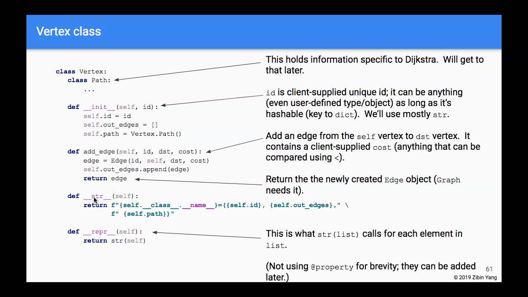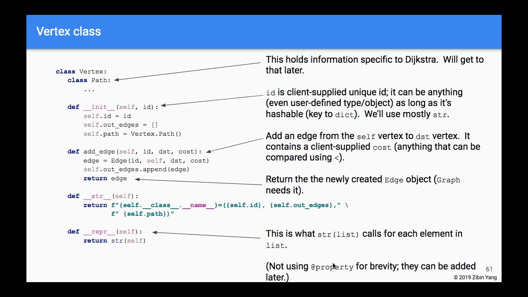There's a dunder string representation, obviously. I also defined the dunder repr representation, which is just the dunder string. The reason I do that is that we're going to be printing lists of vertices, and when you print a list, the list calls the dunder repr for each of its elements. So I defined this so that when we print the list of vertices, it has more useful information.